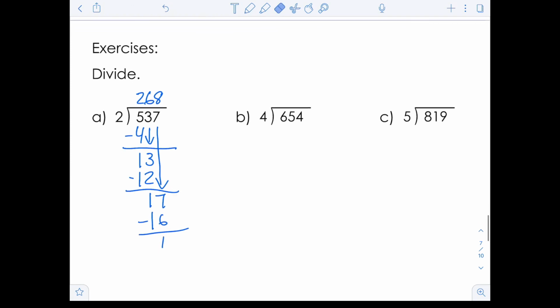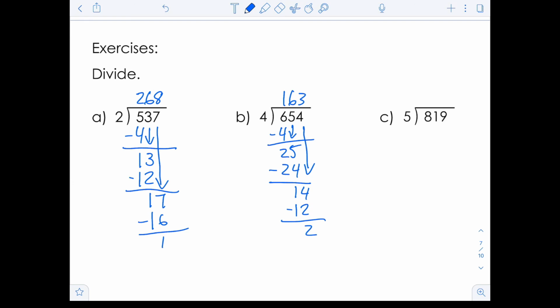All right, so let's try question B. 6 divided by 4 is 1. 4 times 1 is 4. Subtract, 2 left over, bring down the 5. 25 divided by 4 is 6. 4 times 6 is 24. Subtract again, we have 1 left over. Bring down that 4. 14 divided by 4 is 3. 4 times 3 is 12. Subtract, 2 left over.